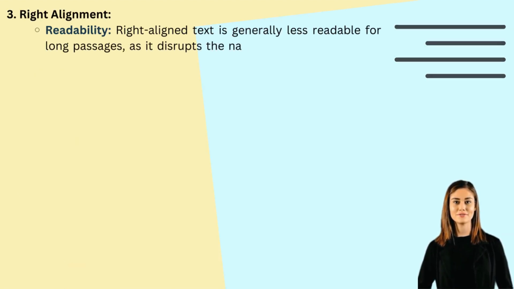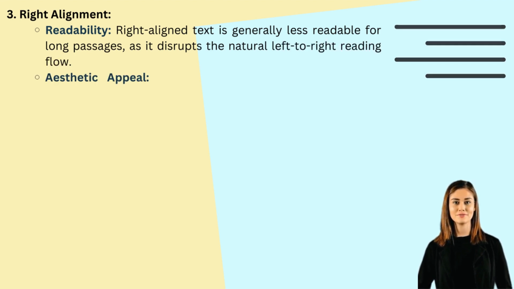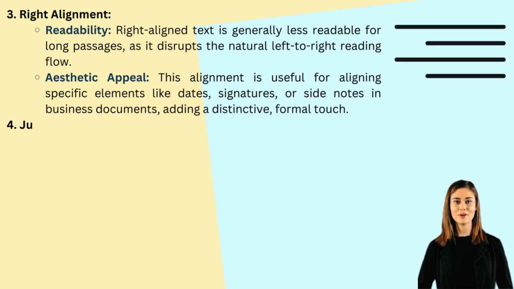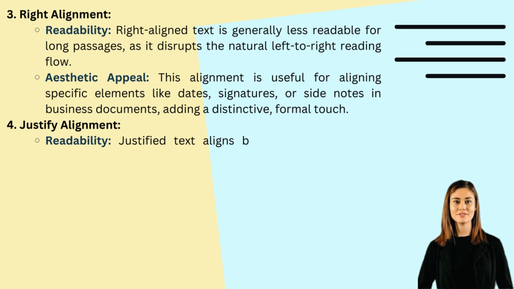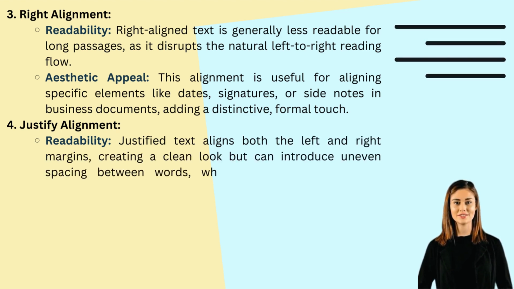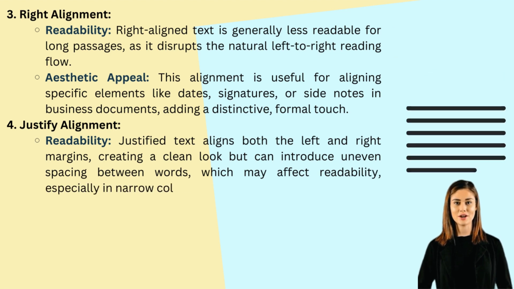3. Right alignment, readability. Right-aligned text is generally less readable for long passages, as it disrupts the natural left-to-right reading flow. Aesthetic appeal. This alignment is useful for aligning specific elements like dates, signatures, or side notes in business documents, adding a distinctive, formal touch.